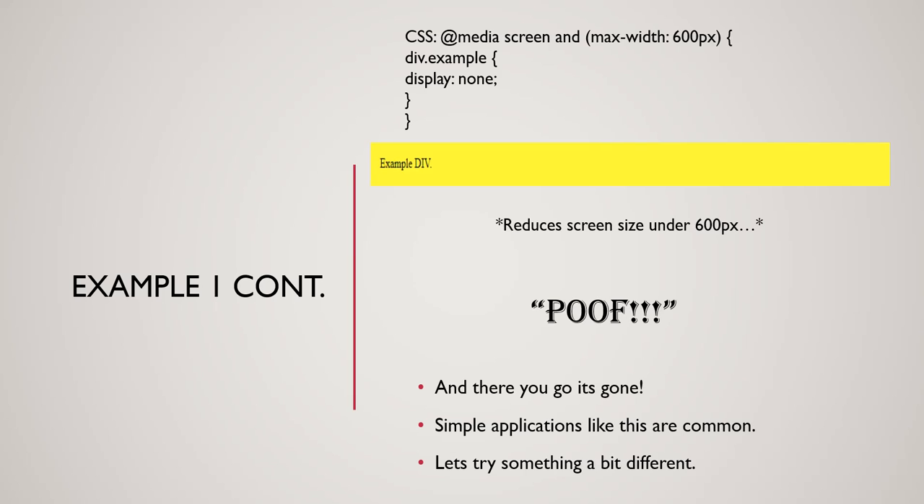And then obviously, this is a PowerPoint presentation, so we're going to pretend we reduce the screen size under 600. And poof, it's gone. No more on the smaller screen, just on the big screen, because we like the yellow on the big screen. But for some odd reason, we just didn't want it on the small screen.